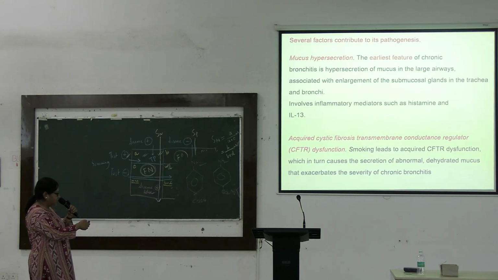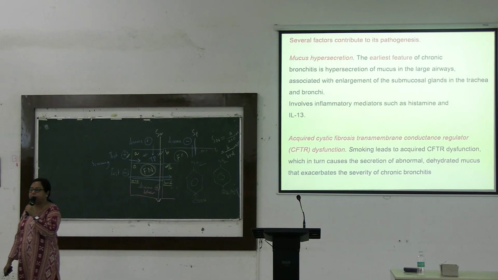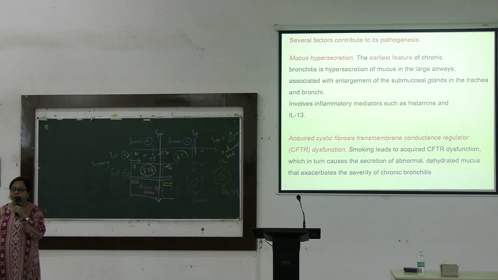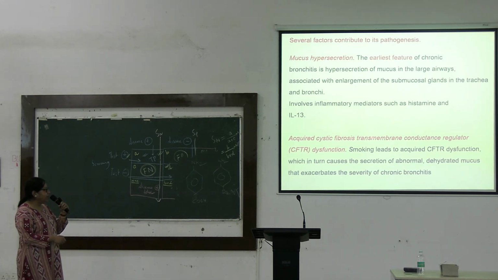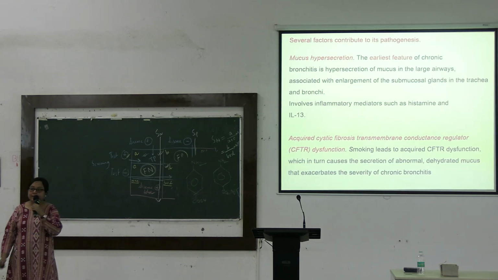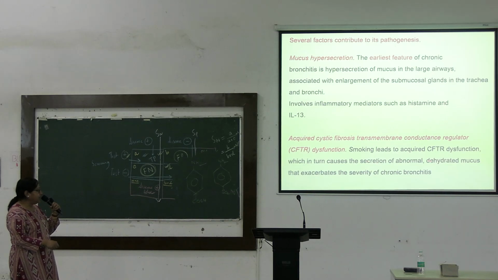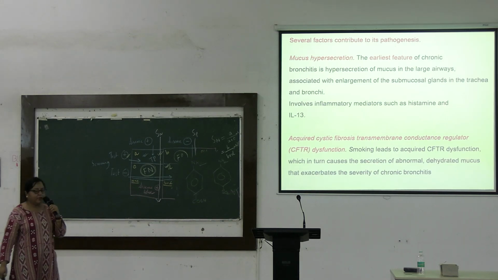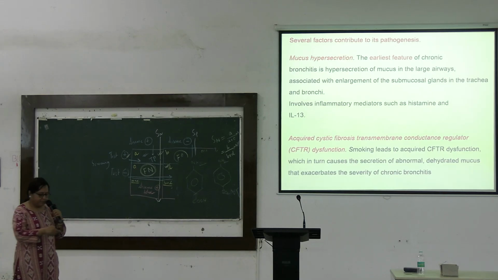Then there is also inflammation. The inflammatory mediators like histamine and interleukin-13 are also actively involved. And smoking leads to acquired CFTR dysfunction. What is CFTR? Cystic fibrosis transmembrane conductance regulator. So there is dysfunction of this protein. It causes secretion of abnormal, dehydrated mucus. So there is accumulation of mucus.